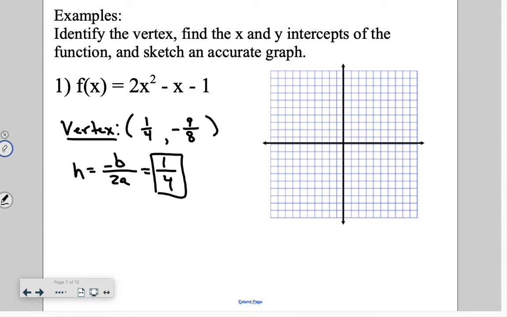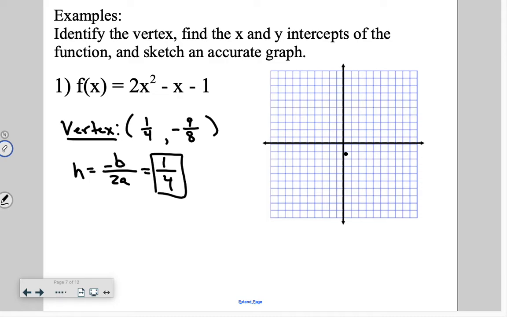So let's put that on the graph. We'll approximate it. 1/4, -9/8 is somewhere in that vicinity, right there. From there, by the way, I didn't ask you to find this, but let's just include this as part of interpreting this. Is this parabola going to open up or down from that vertex? How do you know? A value is +2. So I know from there everything is going up.